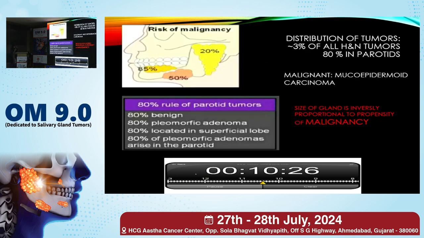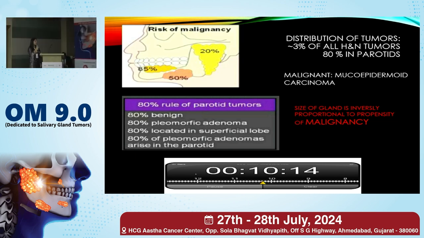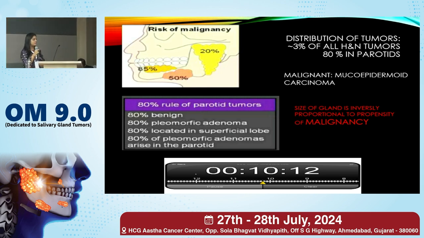Okay, so distribution of tumor, I'll just give a brief introduction. The 80% rule is there: 80% are benign, 80% are pleomorphic adenoma, 80% are located in the superficial lobe, and 80% arise in the parotid. Importantly, the size of the gland is inversely proportional to the propensity of malignancy.